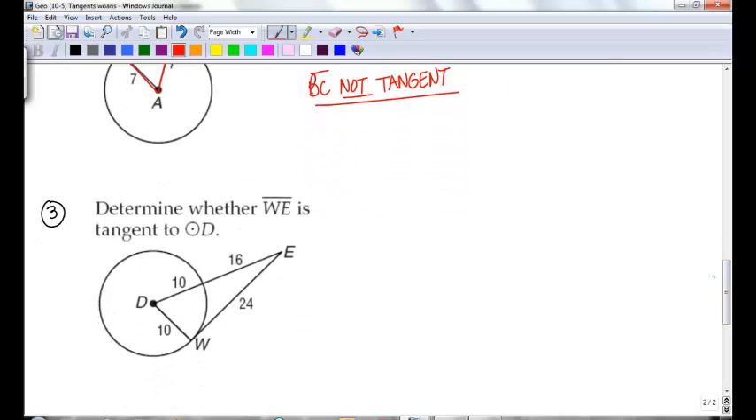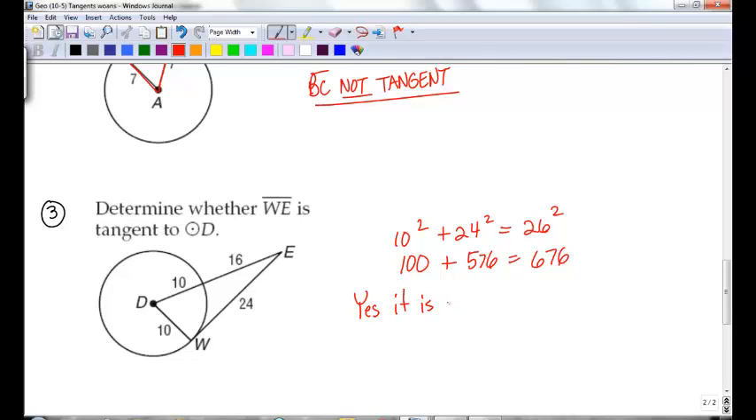Okay, go to the next one. Same idea. 10 squared plus 24 squared, does that equal the hypotenuse 26 squared? So that'd be 100 plus 576. 26 squared is 676. You can tell they're equal. Yes, it is tangent, because they are equal.